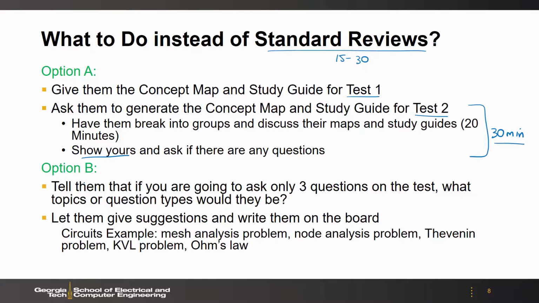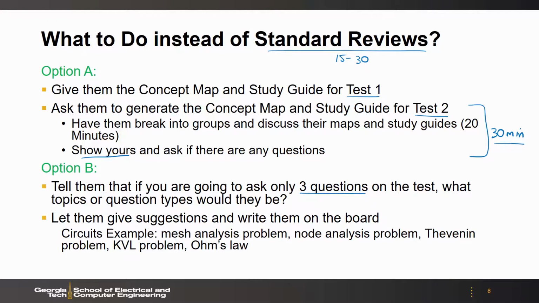Now option B, and this is a fun one to do, and it's very insightful for you as an instructor to do this. Tell them, okay, we're going to have a test. Suppose I'm going to ask you only 3 questions on the test. What topics or what question types would they be? I've done this. And so I write on the board when they give me the answers.